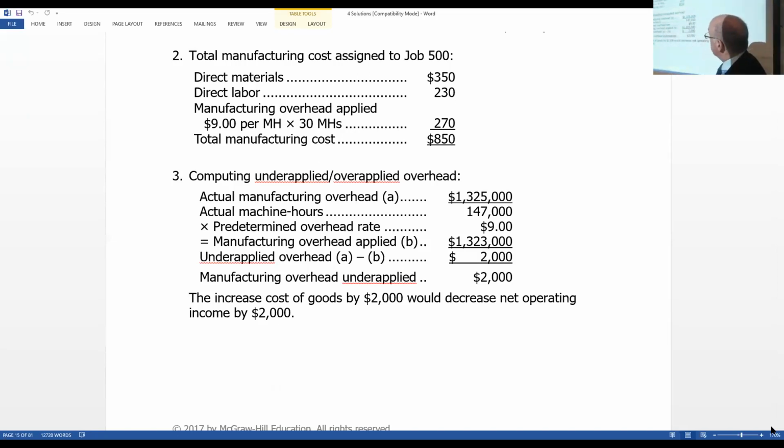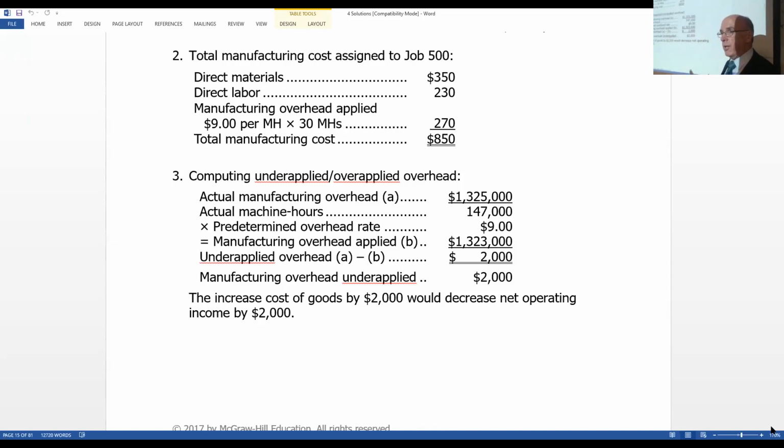So what do we have? The actual overhead costs, $1,325,000, that was given. The actual machine hours, 147,000 times $9, the predetermined overhead rate. So we think that the cost is going to be $1,323,000, but it's actually $1,325,000, a difference of $2,000 that would be underapplied, because we estimated it would be $1,323,000, and the actual was more than that. So we underestimated; this would be underapplied. That means we have to deduct $2,000 more.